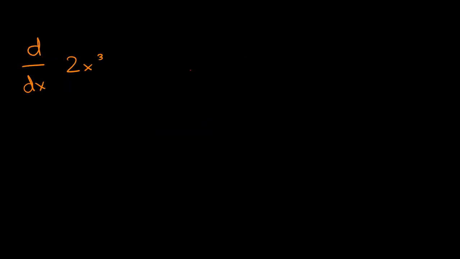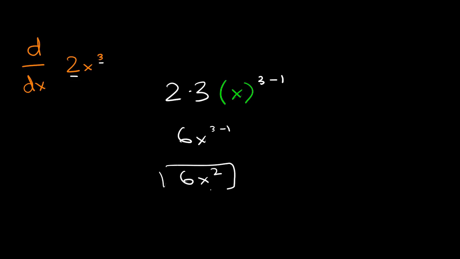Now here we have to find the derivative of 2x cubed. Now we know our a value is 2, so 2 times our n value, which is 3, times x to the power of n minus 1, or 3 minus 1. This simplifies to 6 times x to the power of 3 minus 1, which is just 6x squared.